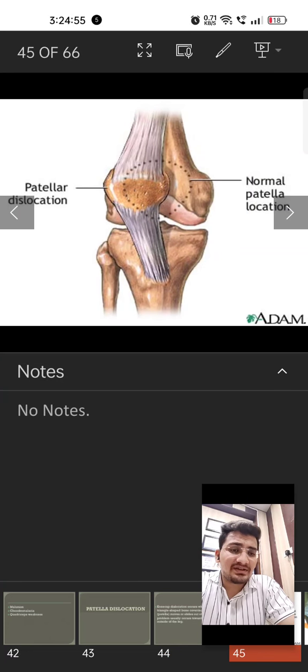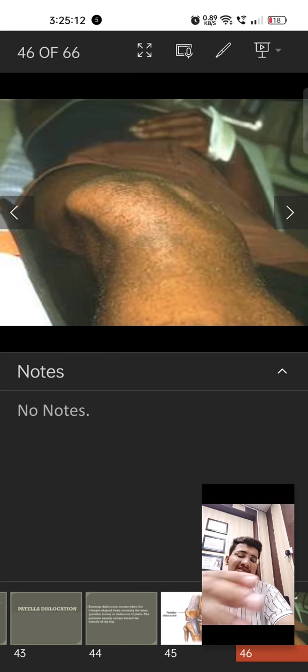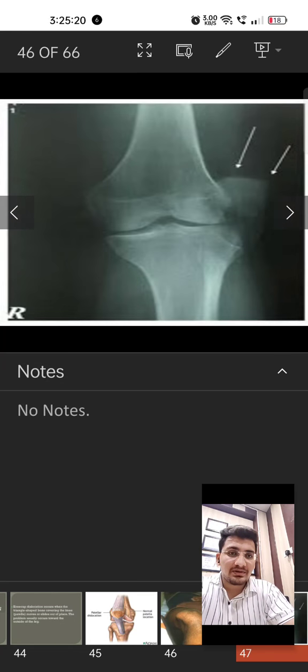Here you can see a very good diagram. The dotted area is the normal patellar location, that is the patellofemoral groove in which the patella bone is situated. And you can see the patellar dislocation, out of its plane and out of its anatomical location. Here you can see a case. This person has a patellar dislocation. Here is the X-ray of that person. You can see the arrowed part, which shows the patella shifted laterally.